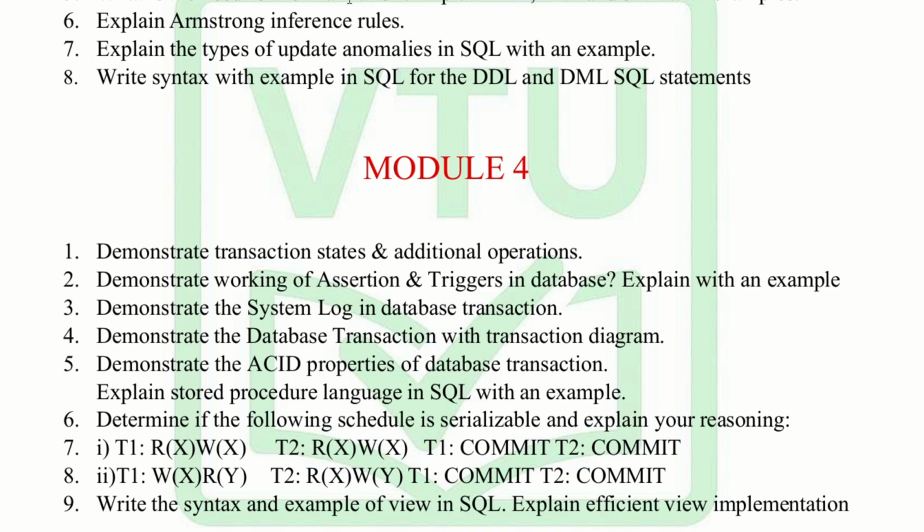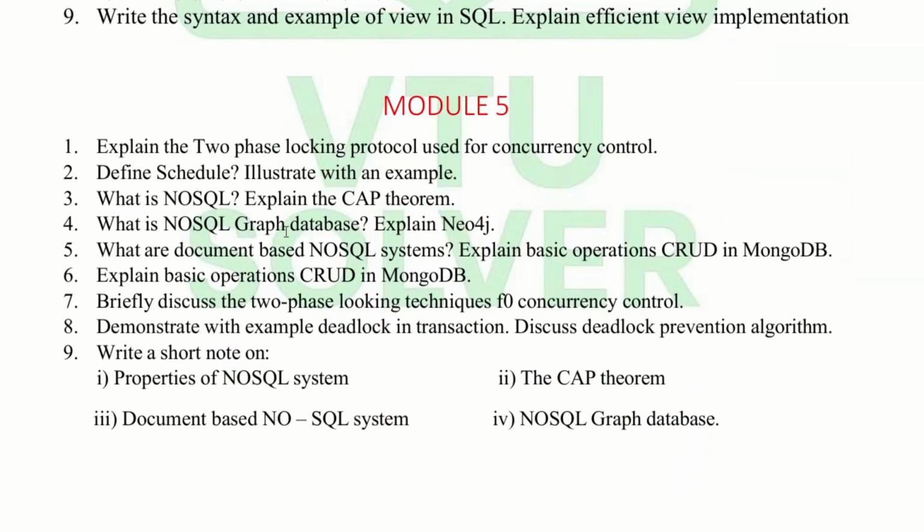Look, now the last module, module 5. Explain the two-phase locking protocol used for concurrency control. Second question: Define schedule, illustrate with an example. Third question: What is NoSQL? Explain the CAP theorem. Fourth question: What is a NoSQL graph database? Explain Neo4j.